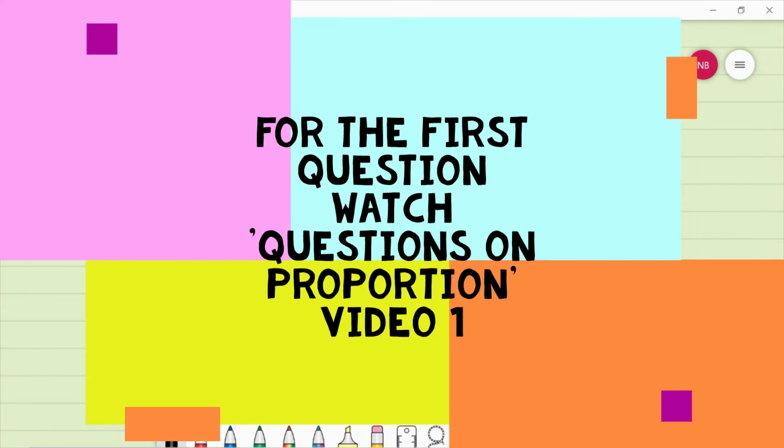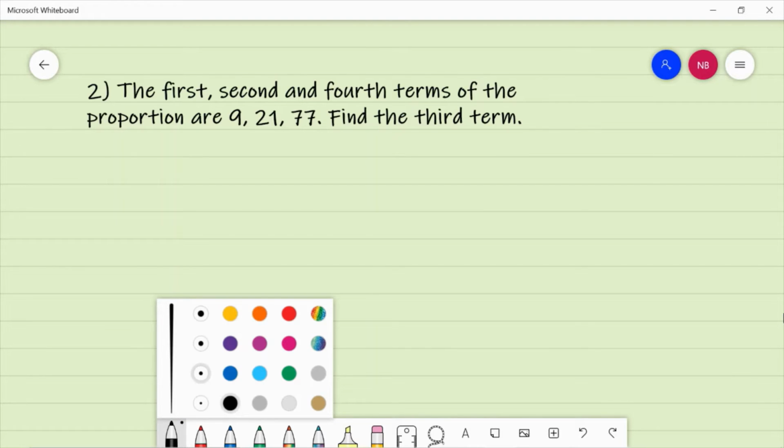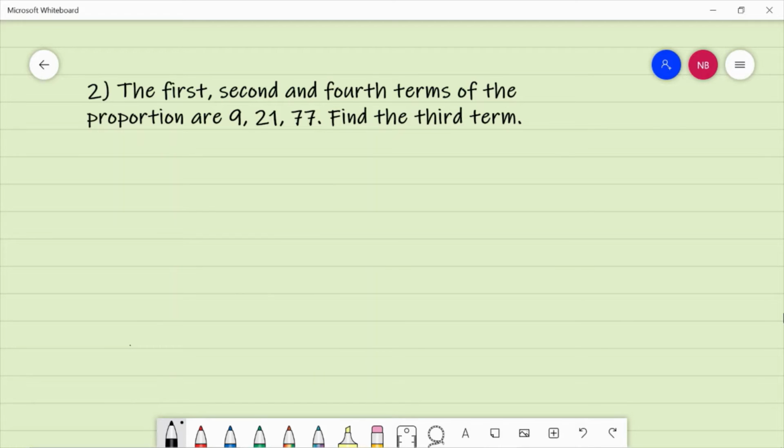Proportions. Now let's do the second question. The second question is: the first, second and fourth terms of a proportion are 9, 21 and 77. Find the third term. So what are we going to do? The first thing we know is that only 3 terms are given here and 1 term is missing out of the 4. So I will take that third term, presume that it is x. So the first step is, let the third term be x.